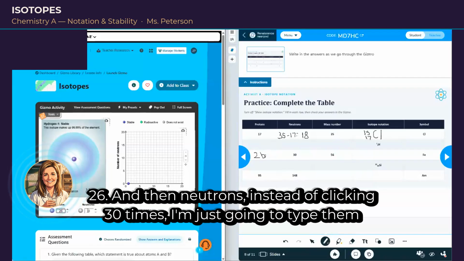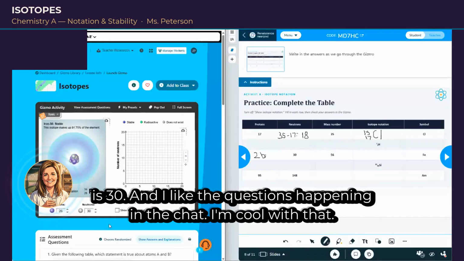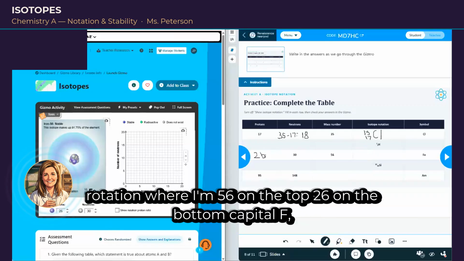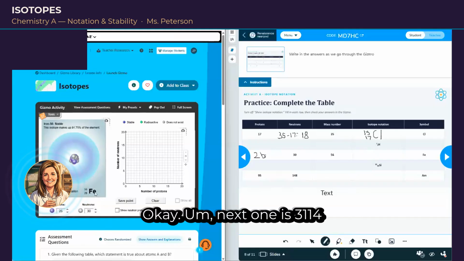And then neutrons, instead of clicking 30 times, I'm just going to type them, is 30. And I like the questions happening in the chat. I'm cool with that. And so this is iron 56. It is stable, and you can see the isotope notation where I'm sharing my screen. 56 on the top, 26 on the bottom, capital F, little e. I saw somebody type a capital E. It's a big F and a little e. Okay.